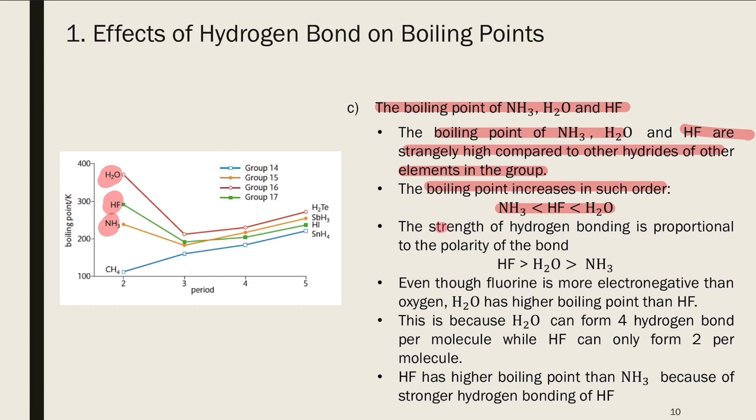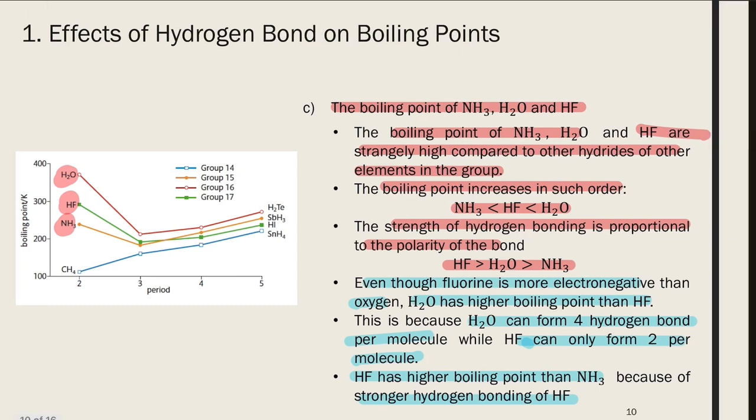The strength of hydrogen bonding is proportional to the polarity of the bond. Okay, even though fluorine is more electronegative than oxygen, water has a higher boiling point than HF. Ni sebabnya water tu dia boleh form 4 hydrogen bond per molecule, tapi HF only form 2 hydrogen bond per molecule. And finally, HF has a higher boiling point than ammonia because of the stronger hydrogen bonding of HF.